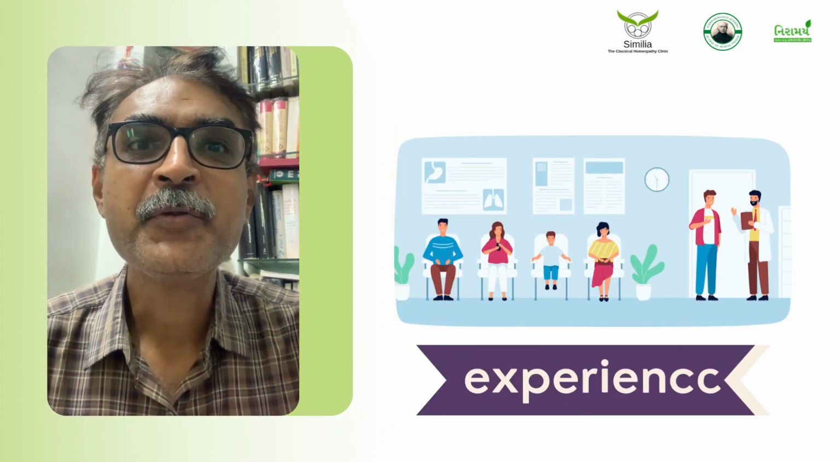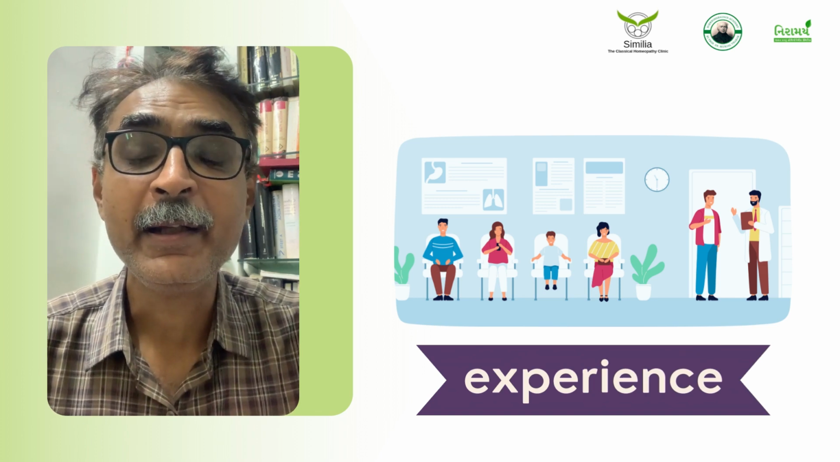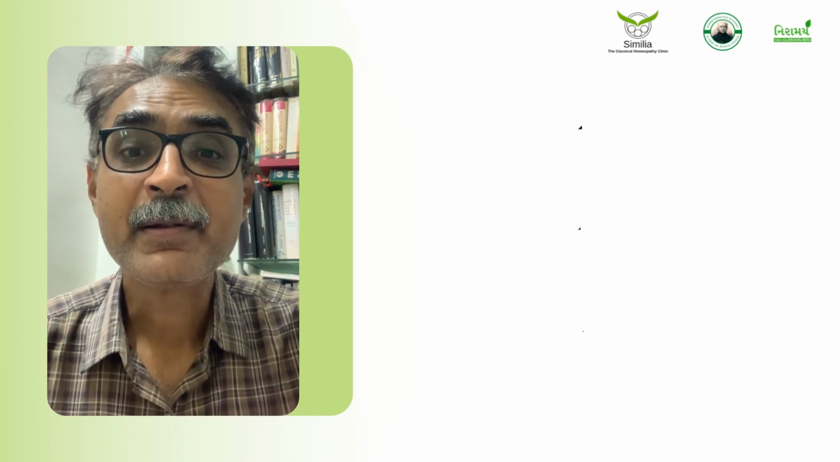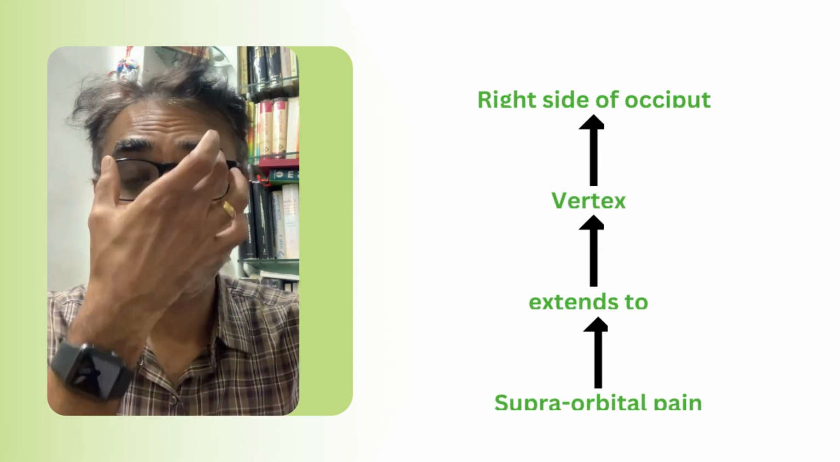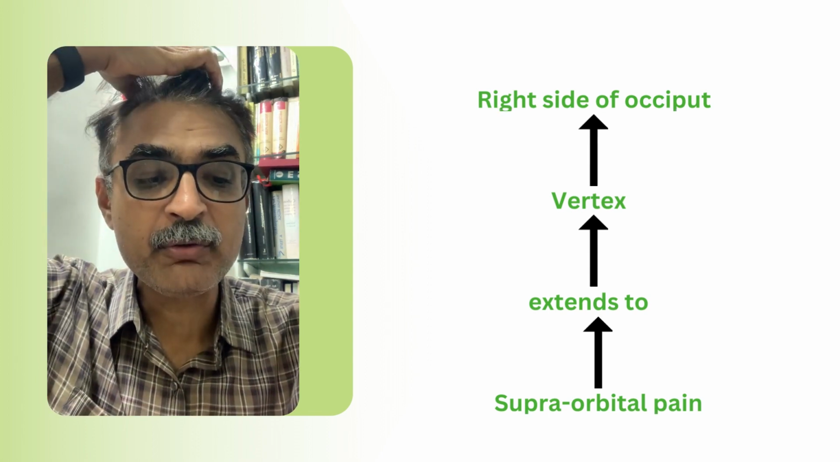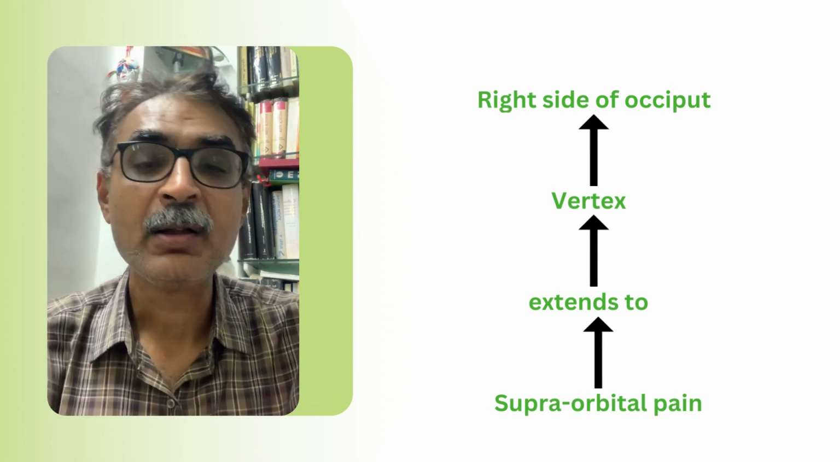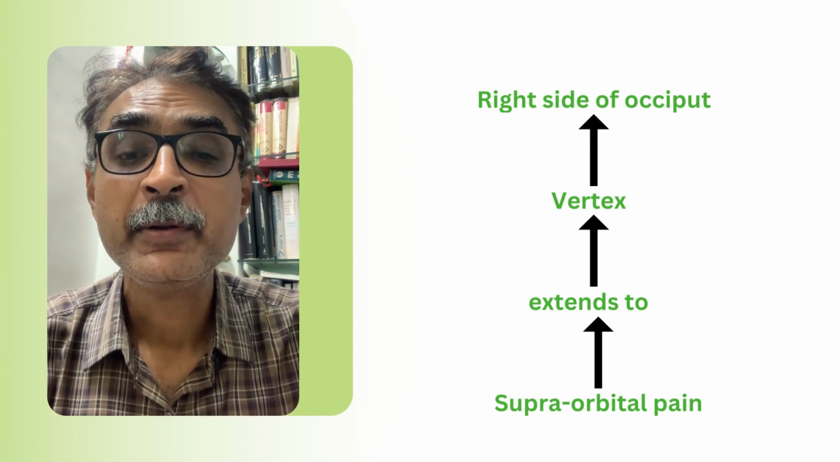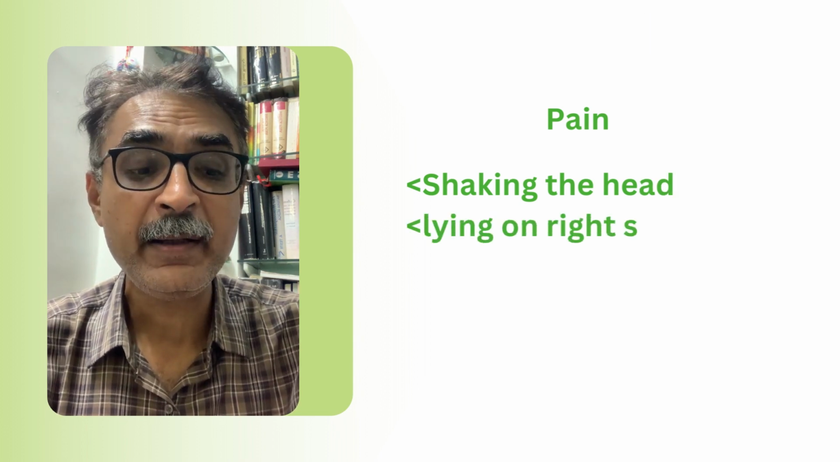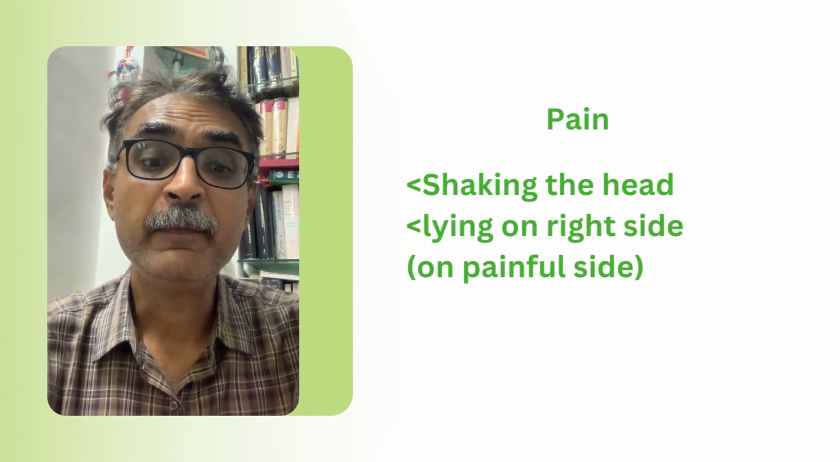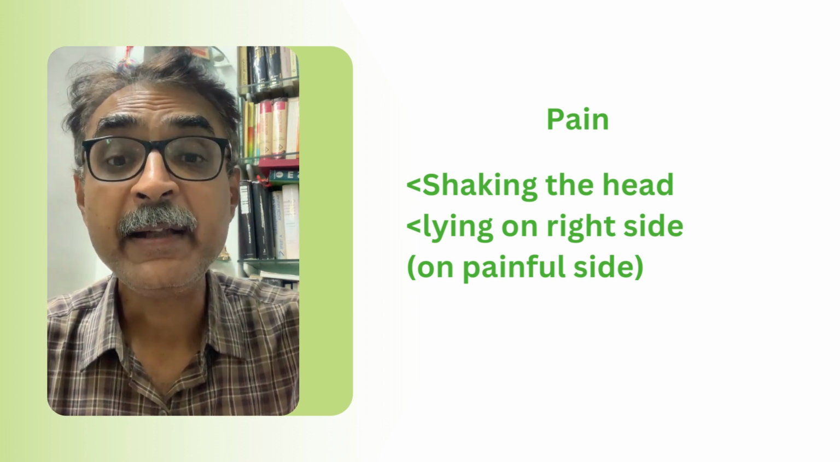One more very interesting experience in the clinic which I would like to share. And this time this is a case of an acute migraine headache. This patient complains of a supraorbital pain which extends to the vertex and then finally settles over to the right side of the occiput. And this pain would get worse shaking the head, worse lying on the right side, that means on the painful side, and it was better by a tight bandage. This was the complaint of the patient.